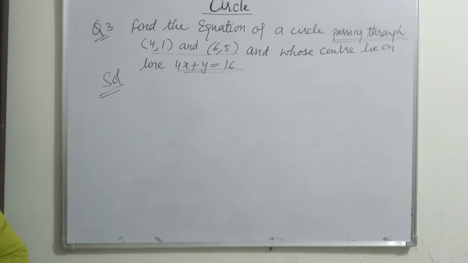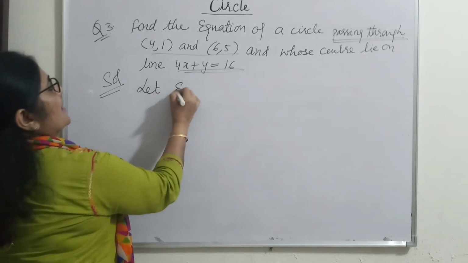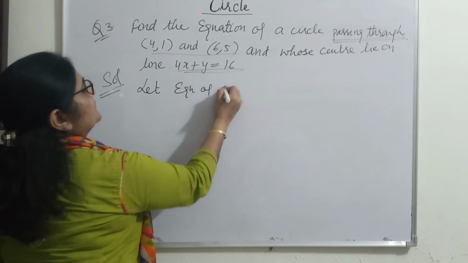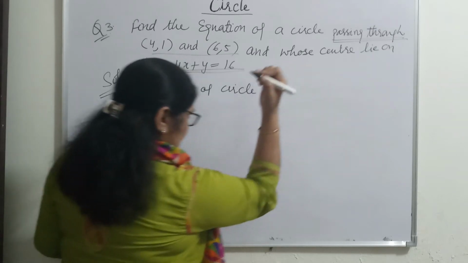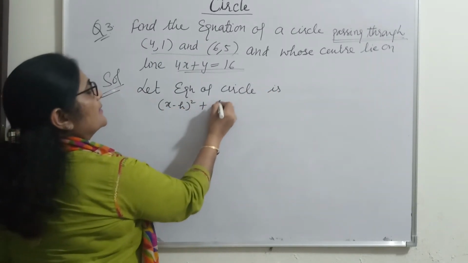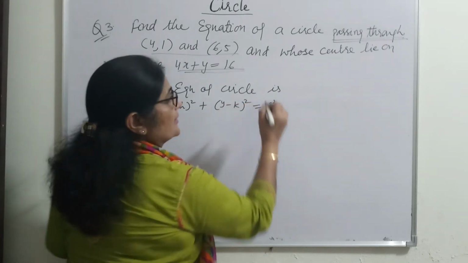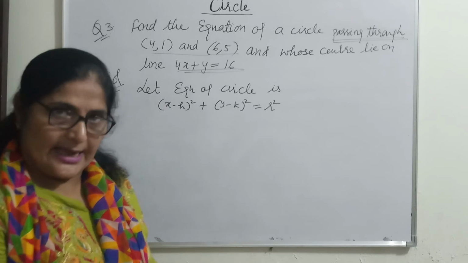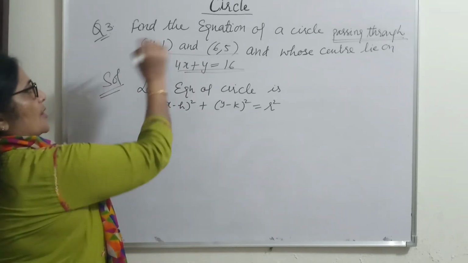First, let the equation of the circle be, in standard form, (x - h)² + (y - k)² = r². The center is (h, k) and the radius is r. Now, the conditions.